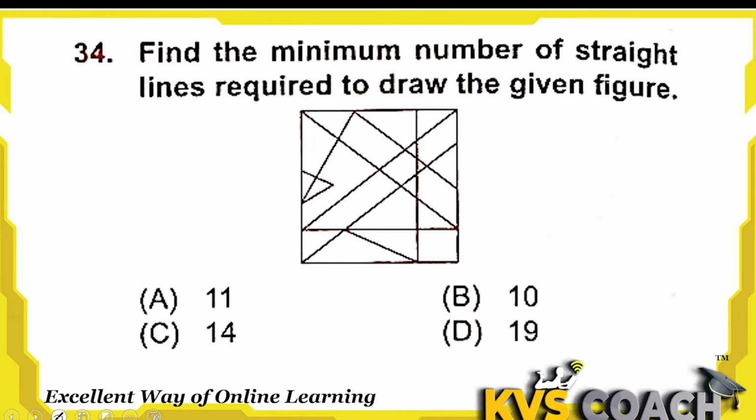So find the maximum number of straight lines required to draw the given figure. Let's check how many straight lines there are. This is 1, 2, 3, 4, you can see the outer side. Then 5, 6, 7, 8, 9. And then this one here, 10, this is 11, 12, 13, and this is 14. So the last one is 14. So here total 14 lines are there. C is the right answer.